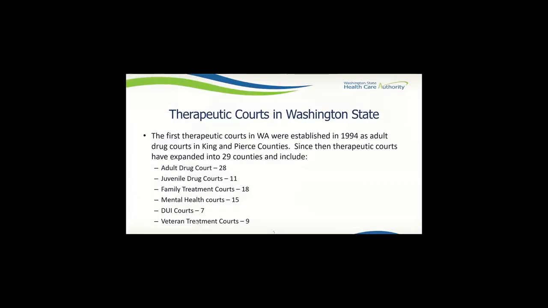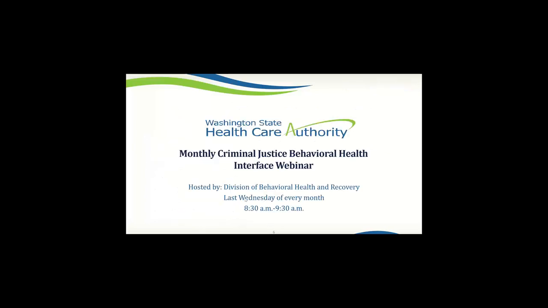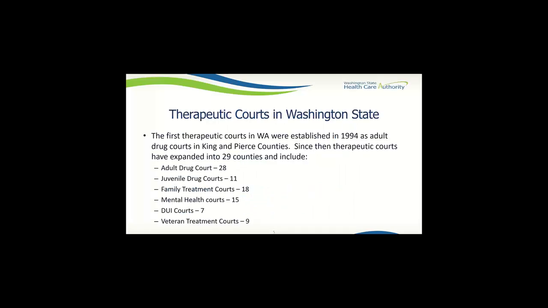So therapeutic courts, looking at Intercept 3: the first therapeutic courts in Washington were established back in 1994 in Pierce County and King County. Since then, therapeutic courts have expanded into 29 counties and include adult drug courts, juvenile drug courts, family treatment courts, mental health courts, DUI courts, veterans treatment courts, and a number of various other specialty calendars. We invited the Center for Court Innovation to come talk about the various treatment court models today, including a more recent model called the Opioid Intervention Court.